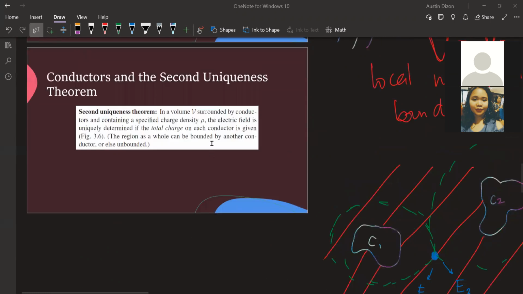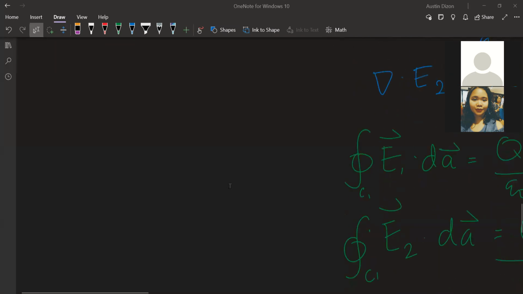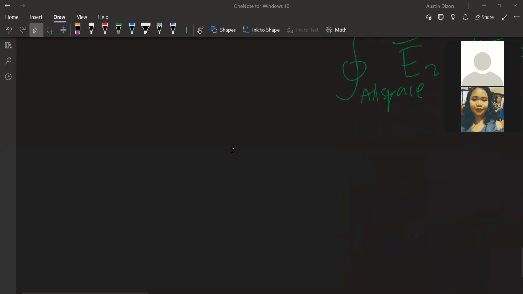Pero ang point is, kailangan mo malaman yung charge density rho and total charge on each conductor. Okay? So meron tayo example sa libro. Let's say na, kunyari, I have this. So meron akong charge conductor, conductor na bilog, which contains Q.